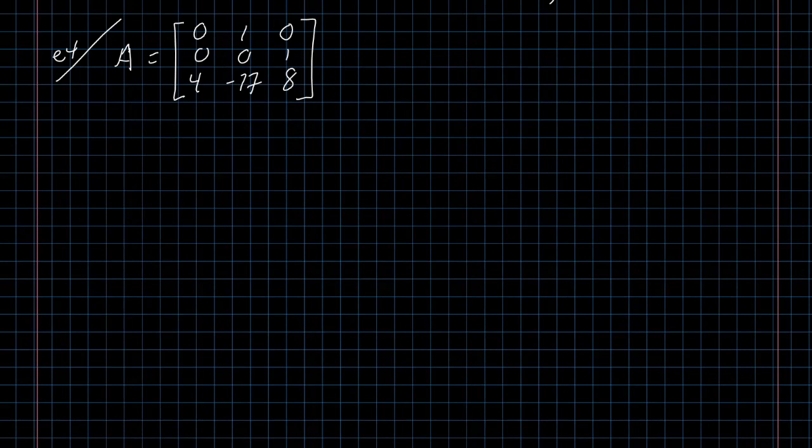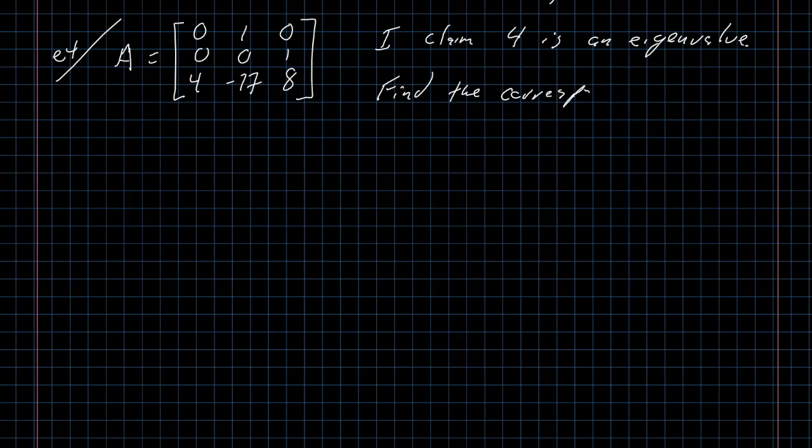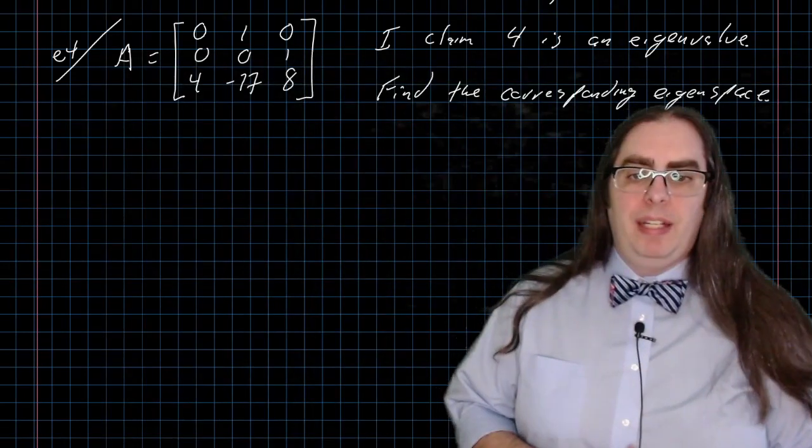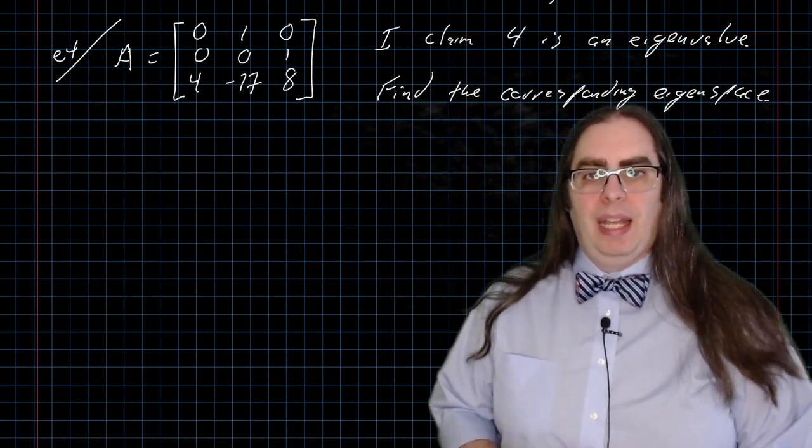So here is another matrix, 0, 1, 0, 0, 0, 1, 4, negative 17, 8. I claim that 4 is an eigenvalue for this matrix. I would like you to find the corresponding eigenspace. All right, so take a couple of minutes, see what you can do with that one, and I'll see you in the next video.